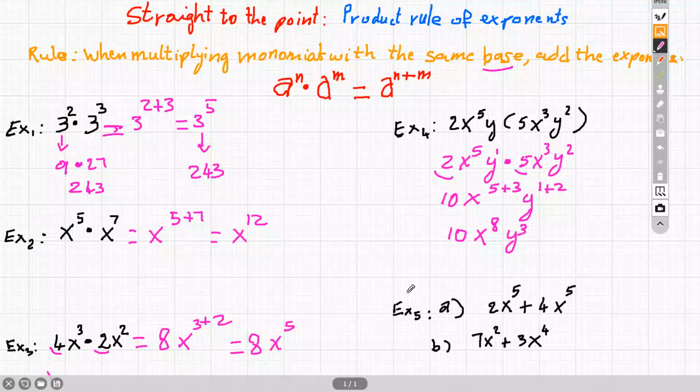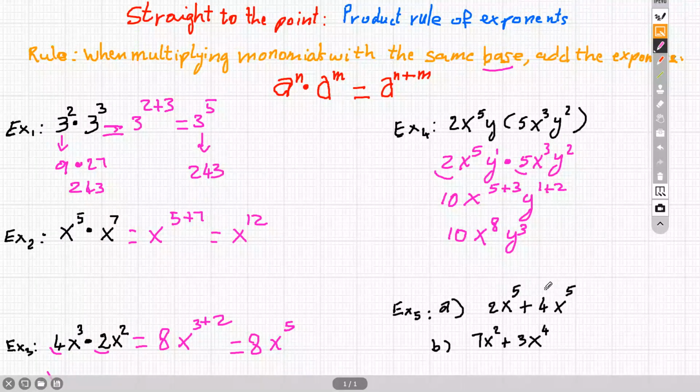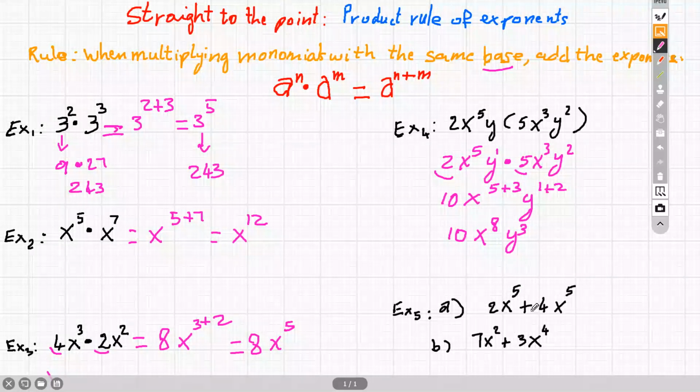Now, example 5 is not actually an example, it's a counter-example. Notice that this right here is not a product, this is addition, right? So this is not part of what we call the product rule. The reason why I put this one here is so that you are aware that the product rule of exponents applies only to products, not to addition or subtraction.